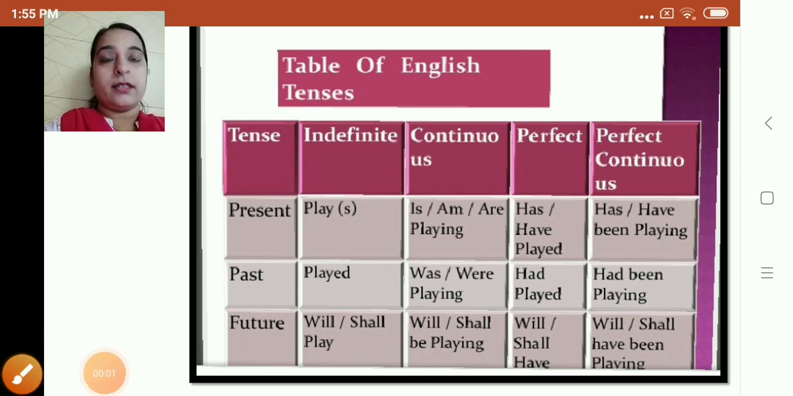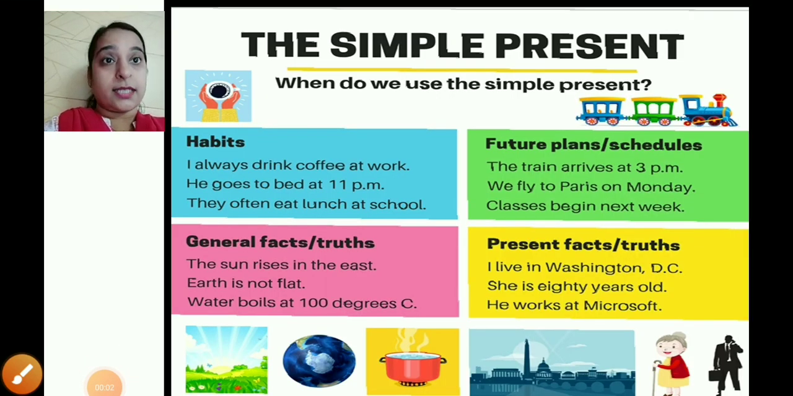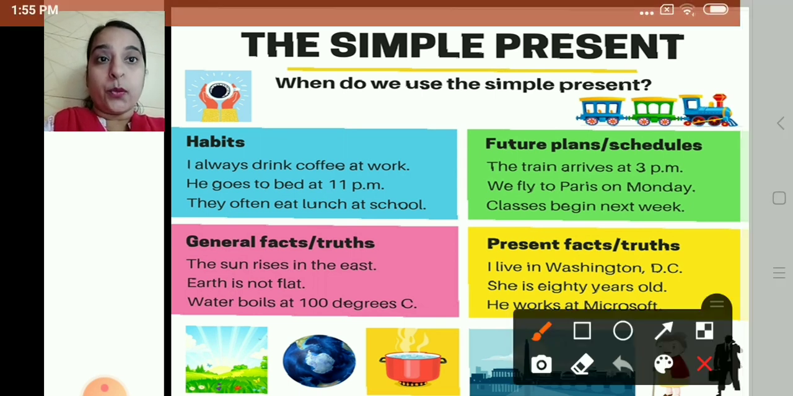Now children, let us revise. When do we use the simple present tense? Simple present tense we use when we express habitual actions. For example, I always drink coffee at work. So this is a habitual action.